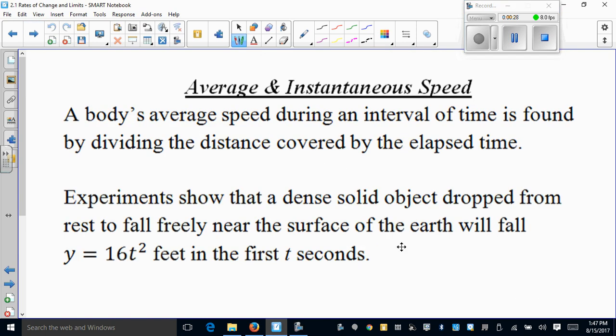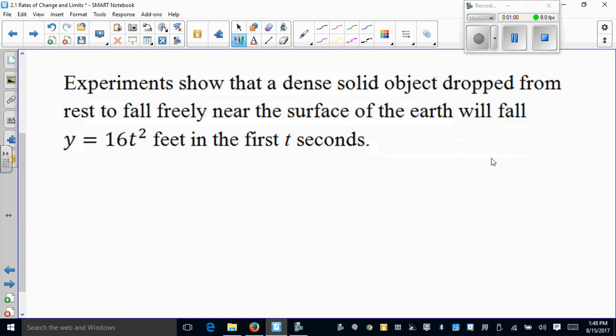So, average and instantaneous speed. A body's average speed during an interval of time is found by dividing the distance covered by the elapsed time. That goes back to what you know as distance equals rate times time. We can find all sorts of things by playing with this one. Experiments show that a dense solid object dropped from rest to fall freely near the surface of the Earth will fall y equals 16 times t squared feet in the first t seconds.